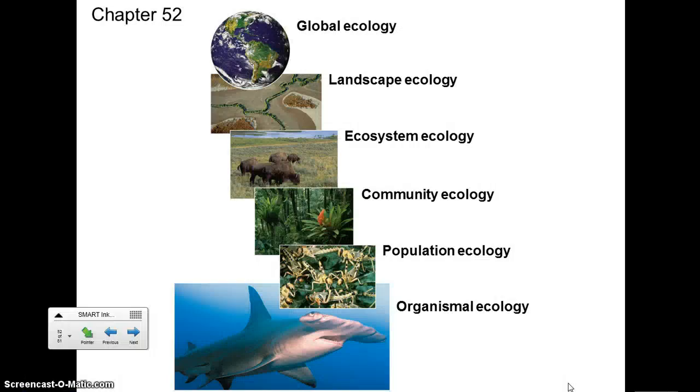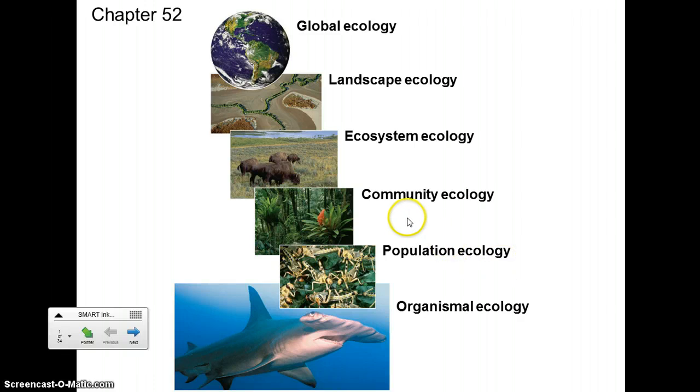Alright, now I want to talk about Chapter 52, the one that's an introduction to ecology. We can study ecology at various levels. You can study how individual organisms respond and interact with their surroundings, and then you can look at populations, being all the individuals of a particular species. How do they get along in their environment and do what they need to do?